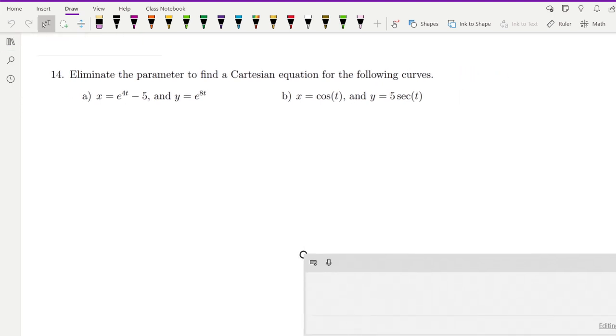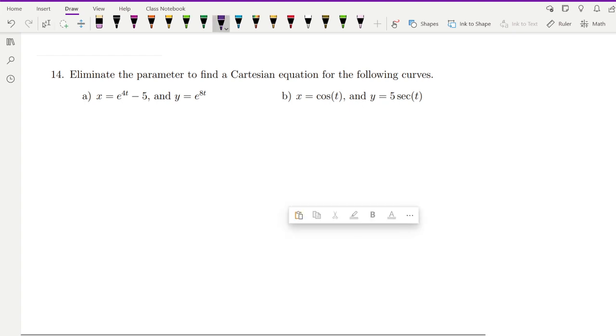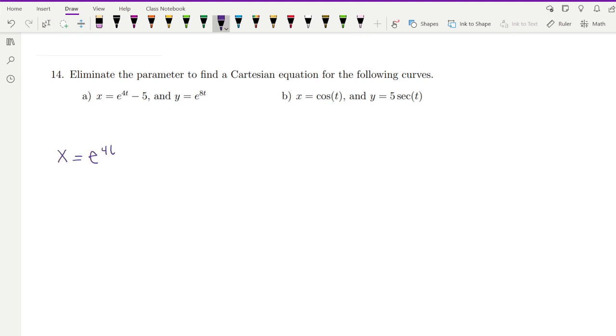Okay, so this one, we're just going to do A because that was the one that was requested by more people. So this is asking us to eliminate the parameter to find a Cartesian equation for the following curves. And so basically what that means is finding a way to express this function not in terms of x of t and y of t, but just as y is a function of x. So we basically want to figure out a way to rewrite this relationship as y is equal to some function of x.